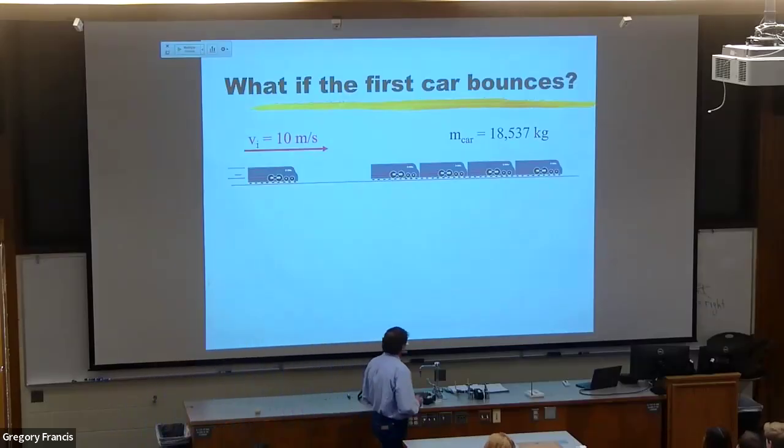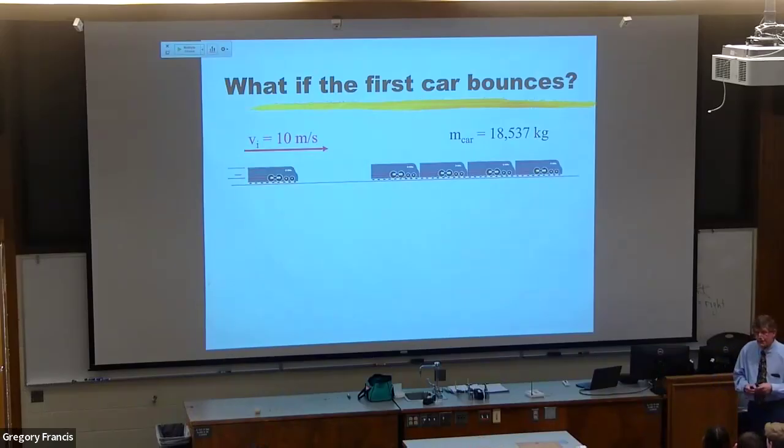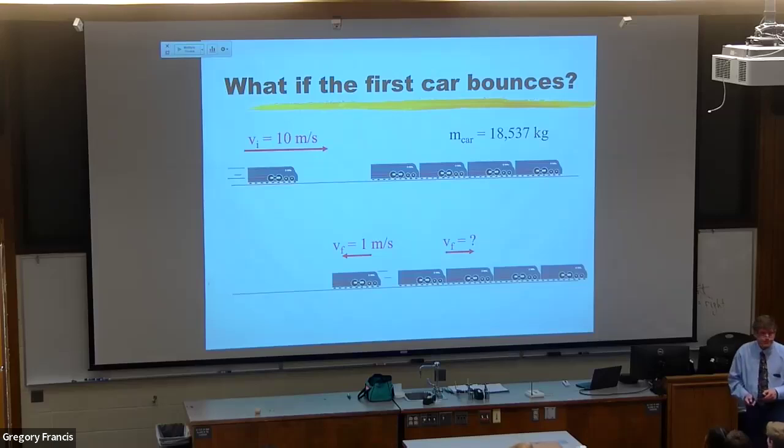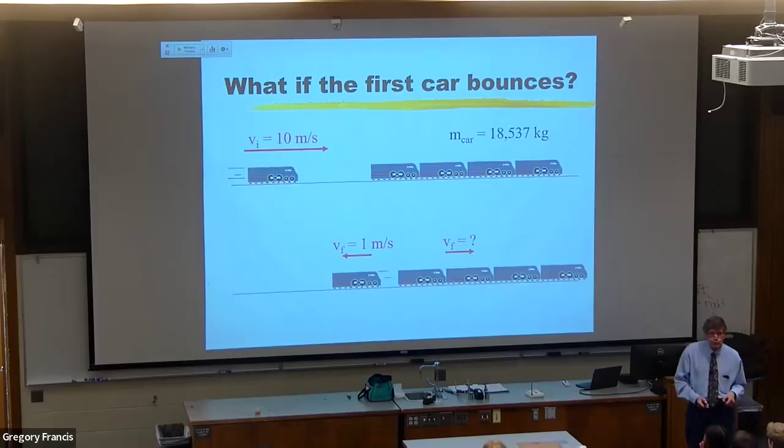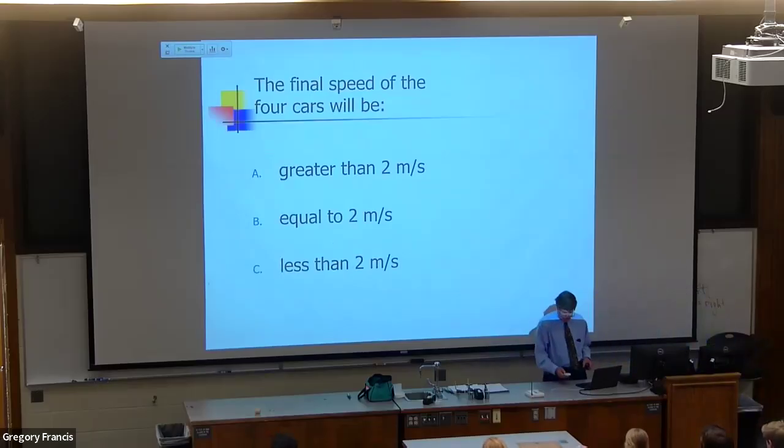Well, what if instead of linking with the 4 cars, it bounces back at 1 meter per second? When it links, we got a final velocity of all the cars as 2 meters per second. If it bounces back at 1 meter per second, am I going to get a final velocity for these guys that's less than 2 meters per second, equal to 2 meters per second, or greater than 2 meters per second? So with your clicker, let's see what you believe there.